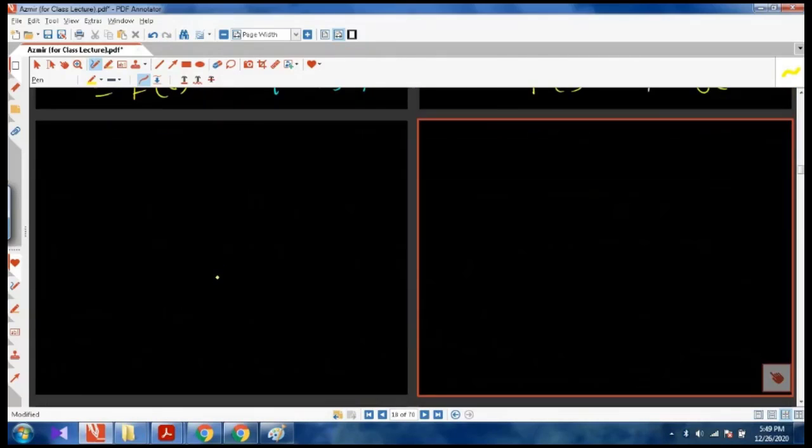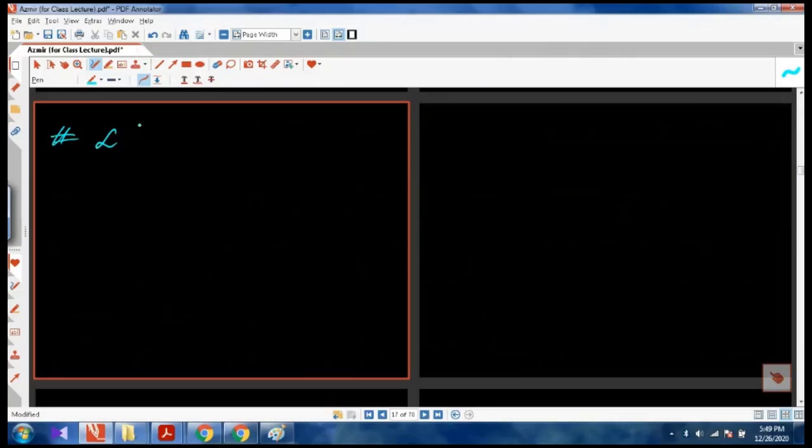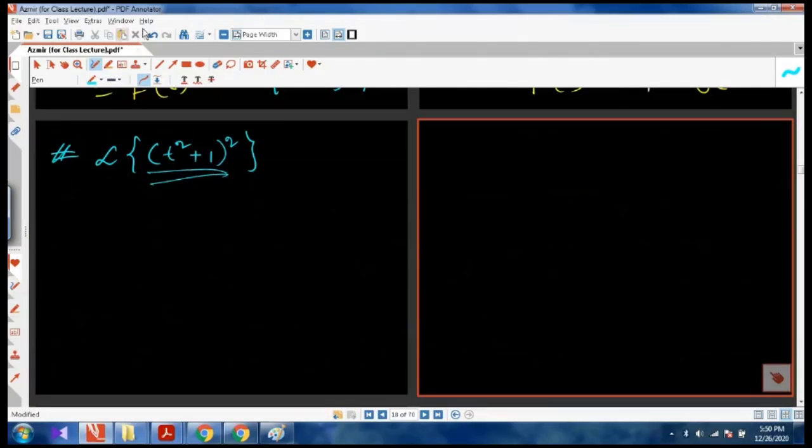So suppose this time we have the Laplace transformation of t squared plus 1 whole squared. So this time we have to solve this function. We have to solve this Laplace transformation. So try to have a look at the formulas.